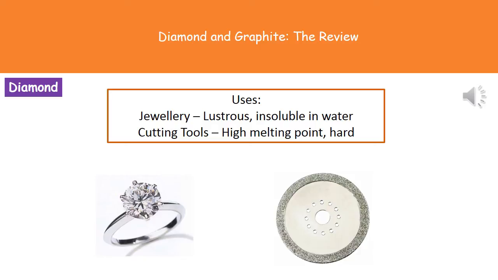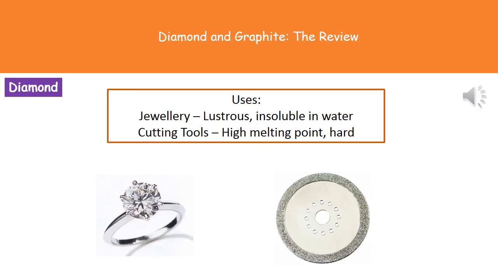First one is we use diamonds in jewellery. 2 reasons for that. One, it's lustrous, which gives it that lovely shiny appearance, and secondly, it's insoluble in water. It'd be rather traumatic if you imagine having a lovely big diamond ring and you get in the shower one day, get out, have a look at your ring, all of a sudden the diamond's gone because it's dissolved. So because it's insoluble in water, you get to keep your nice shiny jewellery.